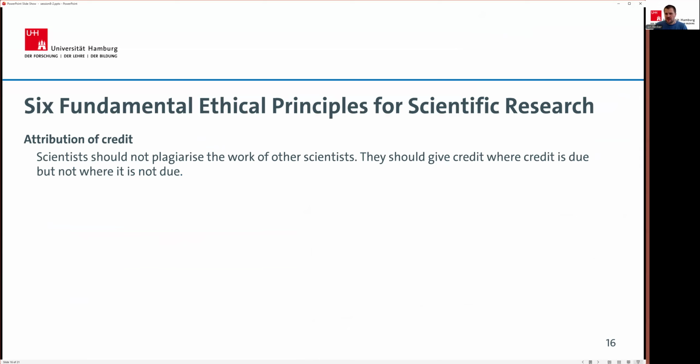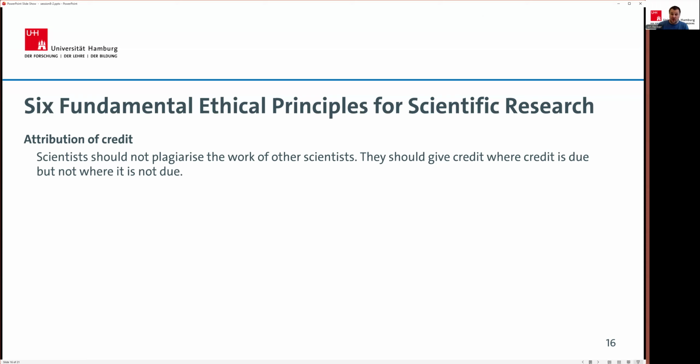The next principle is what's called attribution of credit, which means basically you should give credit to collaborators where credit is due, and you should not give credit where credit is not due. One famous way in which this plays out is in this notion of plagiarism. Plagiarism is a form of ethical misconduct where scientists take an idea or an outcome or even an argument, like a sentence, a statement, from other scientists without properly attributing credit. In this particular case, without citing the source. That's called plagiarism, and that is something that is forbidden.